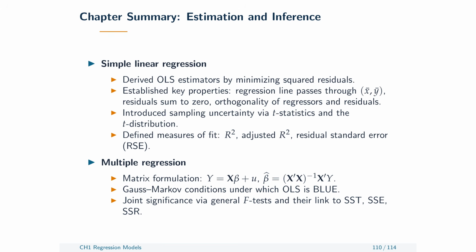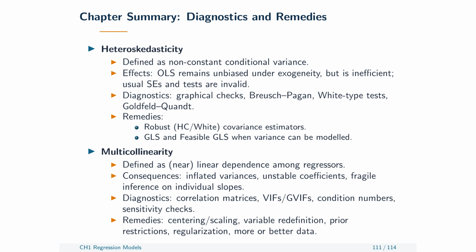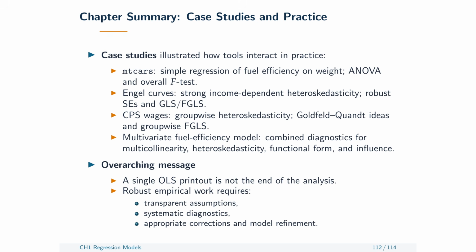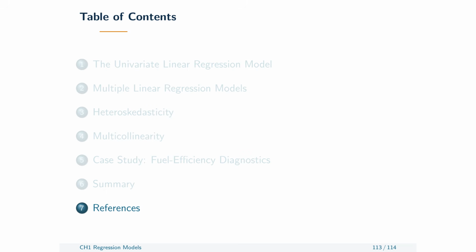This chapter's central message is that estimation begins rather than ends the analysis. OLS provides a transparent benchmark. Tests and fit measures quantify selected features under assumptions. Heteroskedasticity and multicollinearity show how a good-looking fit can hide fragile inference. Reliable work combines economic design, visual checks, robust uncertainty, sensitivity analysis, and clear limits on interpretation.